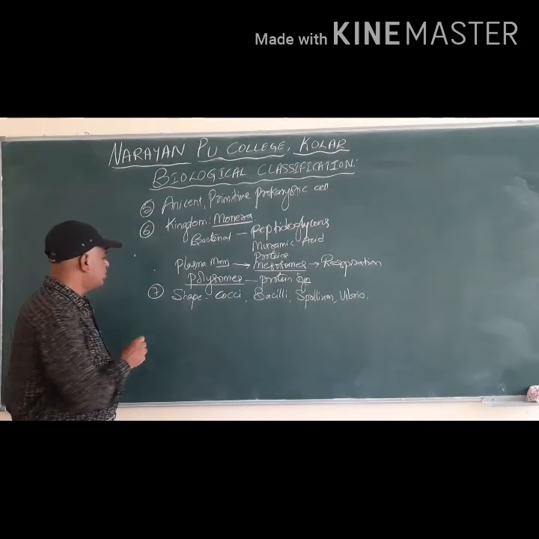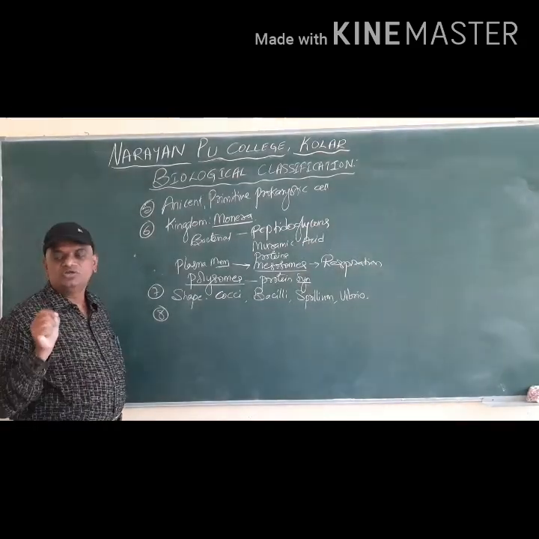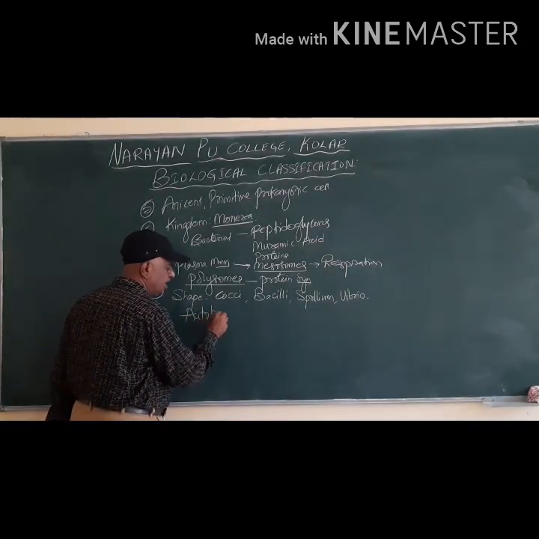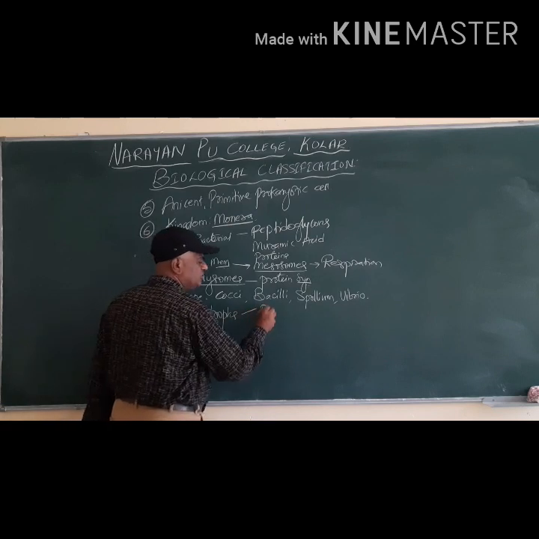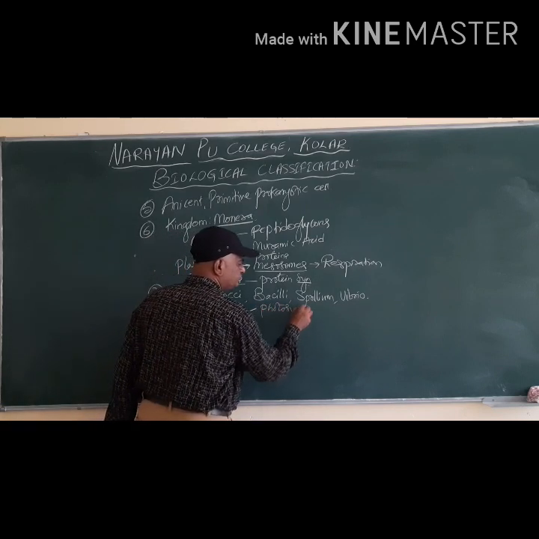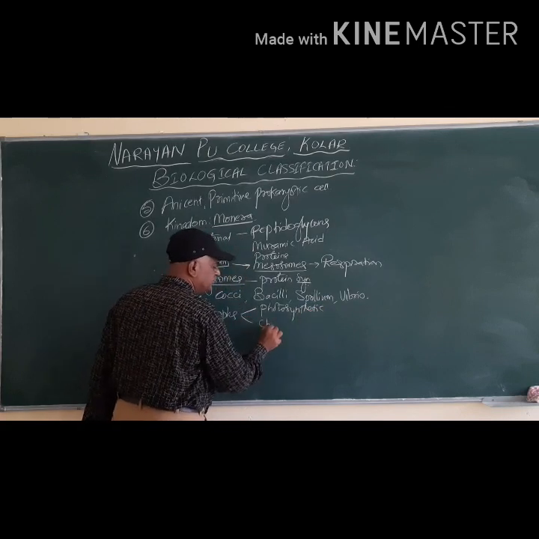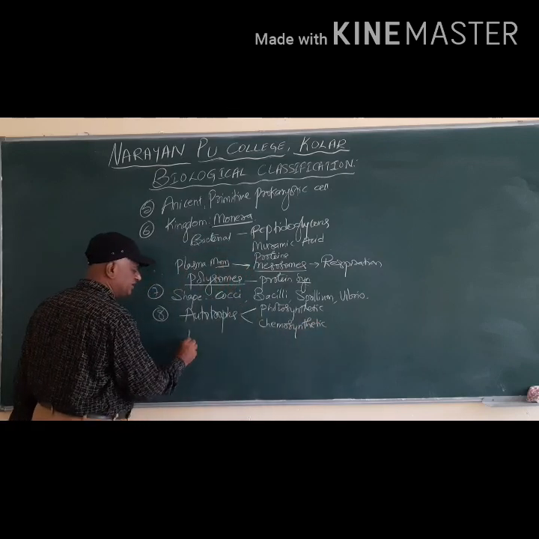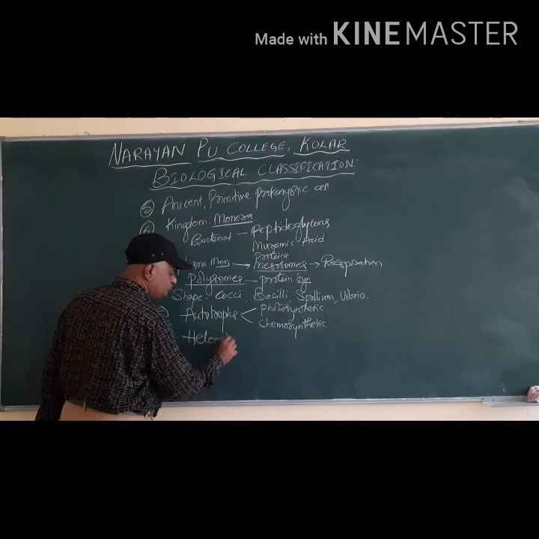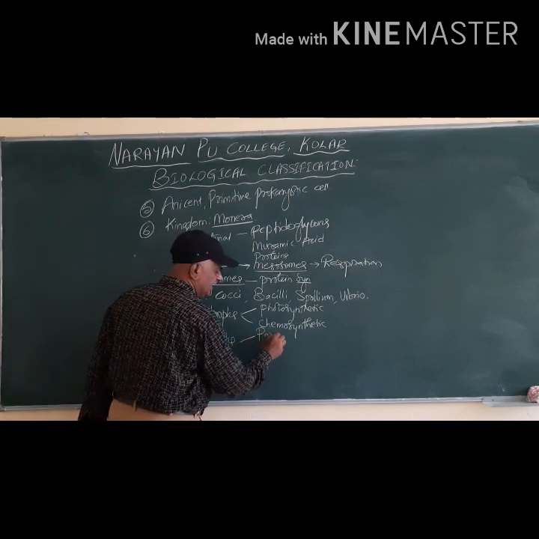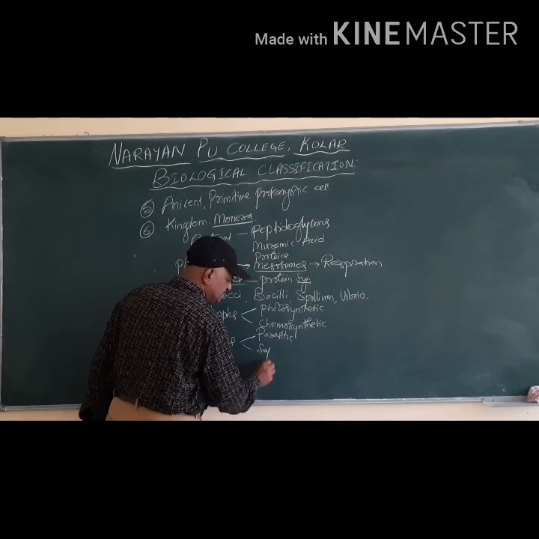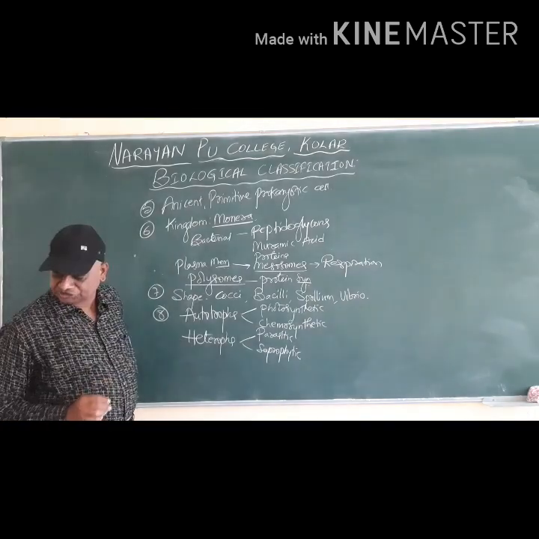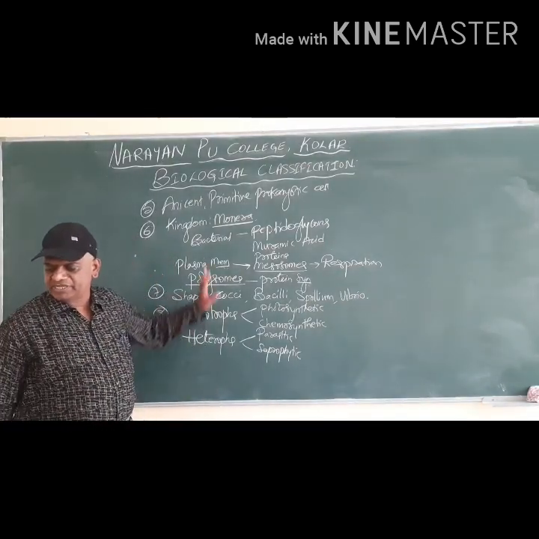Next, based on mode of nutrition in bacteria, there are two types. One is called autotrophs, which include photosynthetic bacteria and chemosynthetic bacteria. Next, in heterotrophs, there are two types: one is called parasitic and the other is called saprophytic. So this is about mode of nutrition. Now we'll go for the next one.